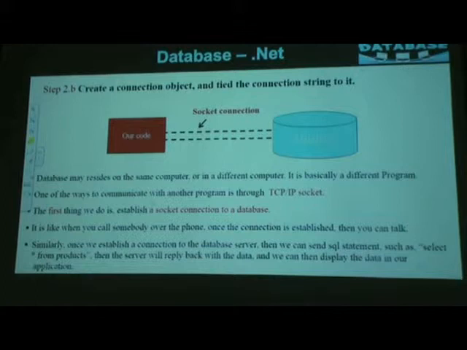One of the ways to communicate with another program is through a TCP/IP socket. The first thing we do is establish a socket connection between our code and the database. It is like when you call somebody over the phone. Once the connection is established, then you can talk. Similarly, once we establish a connection to the database server, then we can send SQL statements such as select star from products. Then the server will reply back with the data, and we can then display the data in our application.